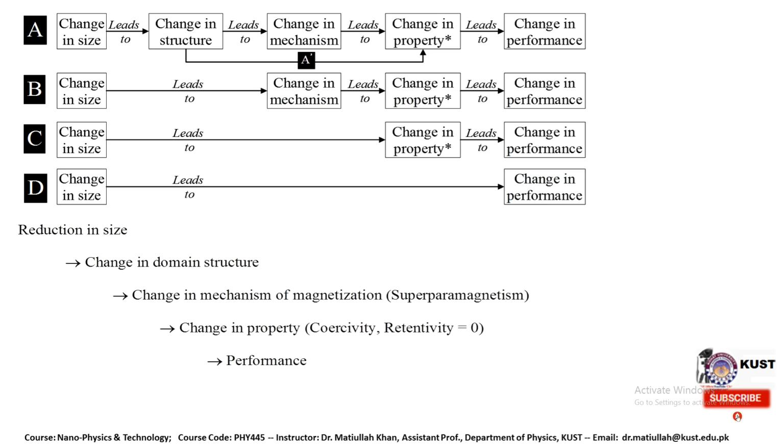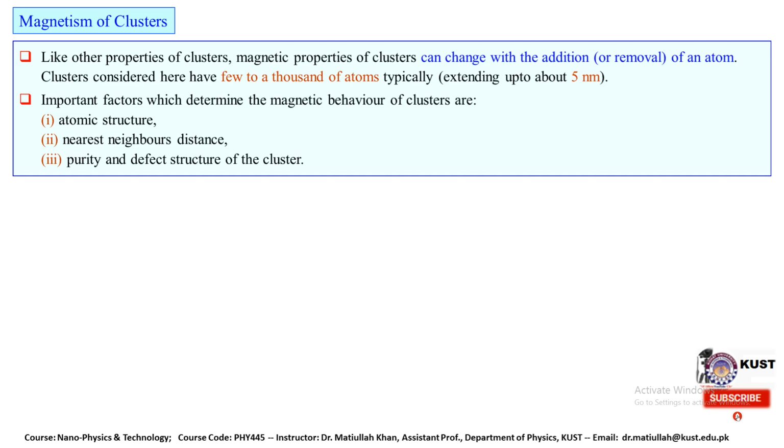So this is that criteria: reduction in size, change in the domain structure, change in the mechanism of magnetization, that is the superparamagnetism, and that changes the properties like coercivity and retentivity, and finally the performance of the material is greatly influenced. So how do we have magnetic clusters and how can we describe the magnetic cluster? Like other properties of clusters, magnetic properties of clusters can change with the addition or removal of atoms. So clusters are actually a few to thousands of atoms, typically extended about 5 nanometer.